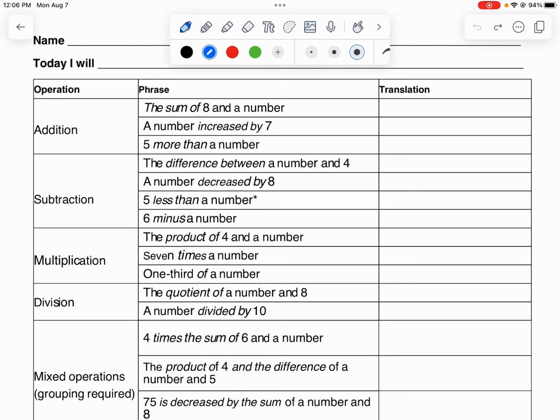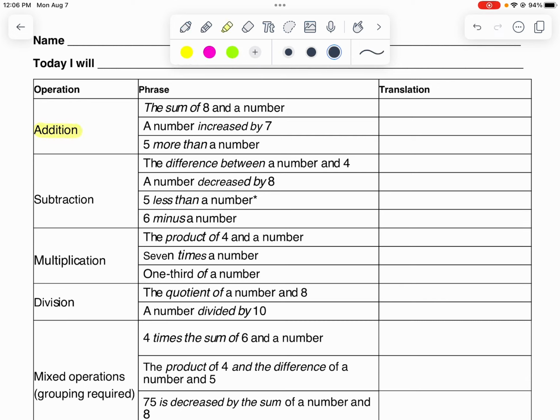Okay, today we're going to talk about putting words into mathematical symbols. So make sure that you watch this video in its entirety. I would also probably take notes because this is going to help you on the next question on this assignment. So the first thing we're going to look at is addition.